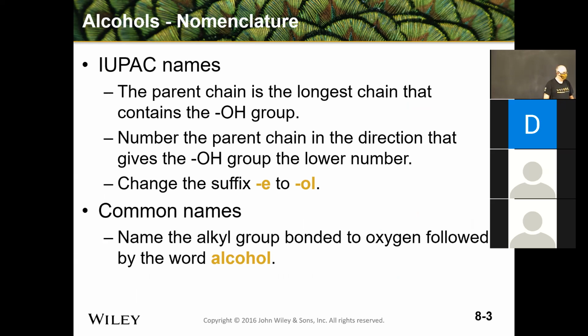Okay, we had just gotten started on this last time. We'll take a look at names of alcohols. You can recognize the name of an alcohol because it will end in OL. We drop the E and then we add the suffix OL. Common names will be followed by the word alcohol.